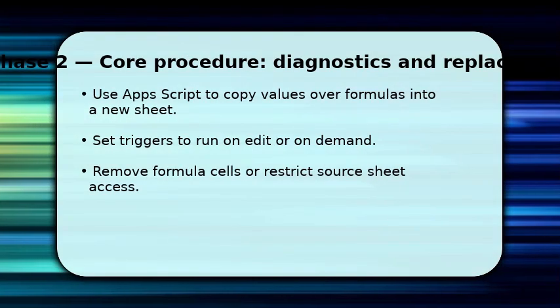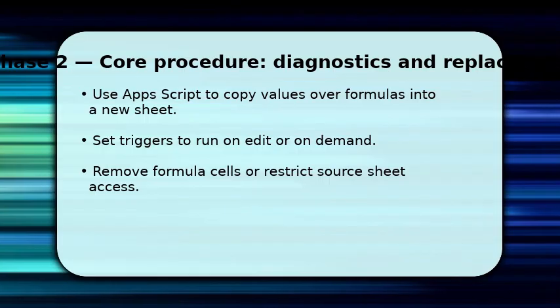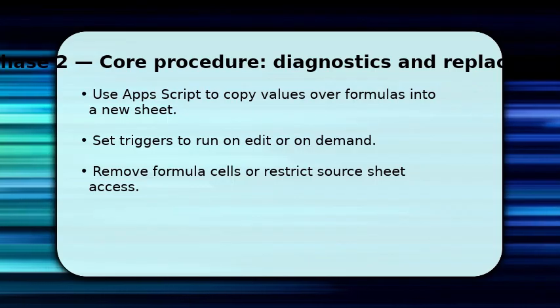You now convert formulas into values programmatically so viewers cannot inspect them. Open Extensions, Apps Script and write a function that copies formula results to a separate display sheet using getValues. Then set values. Do not copy formulas. Add a menu item or an on-edit trigger to run it as needed.